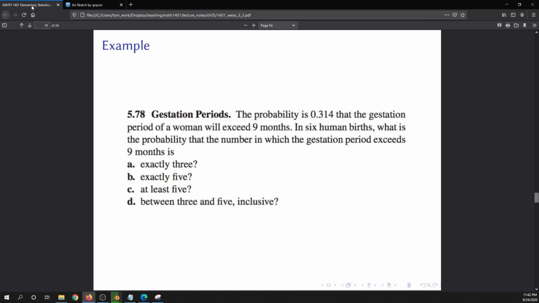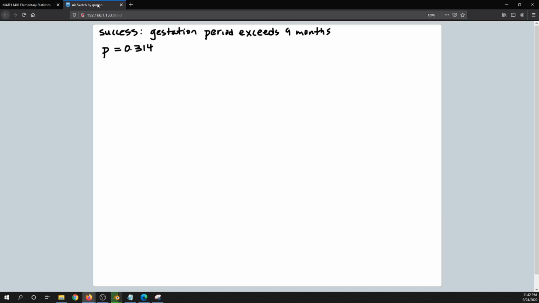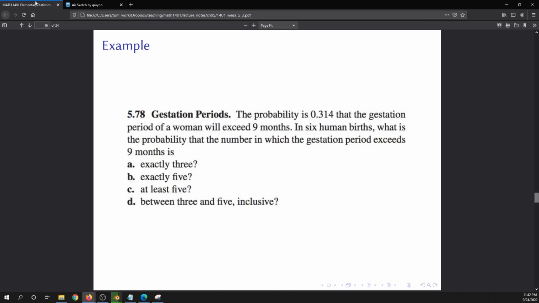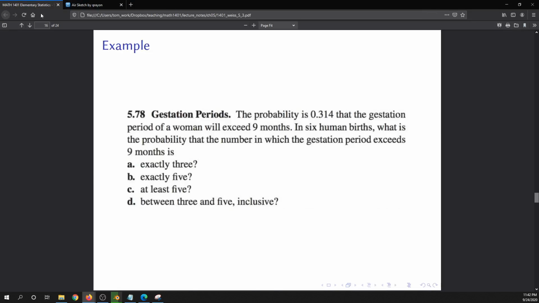So we've done that. Next up, we need to figure out our number of trials, step 3 here. And in the problem, it says in 6 human births. So they looked at the gestation period for 6 human births, and so the number of trials is 6. So here we would say n equals 6, okay? Now what they want is for us to calculate some probabilities associated with that.